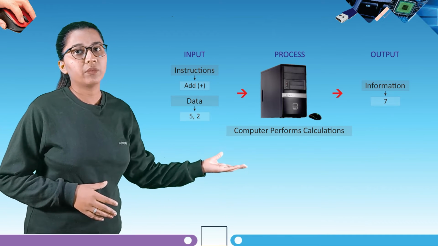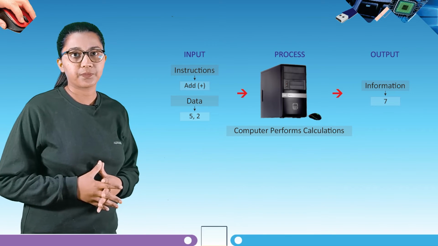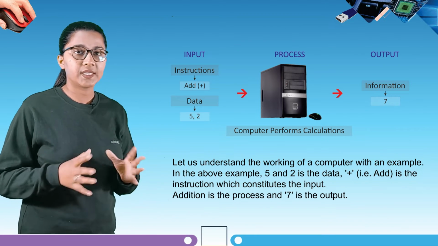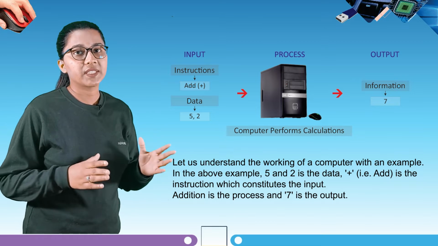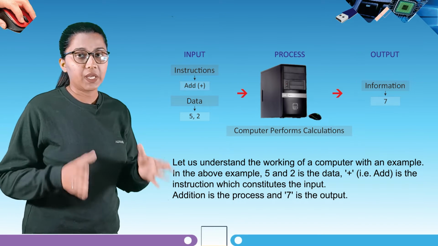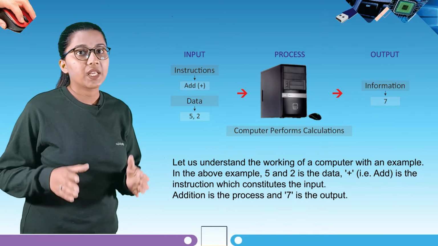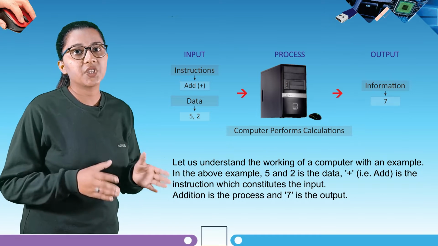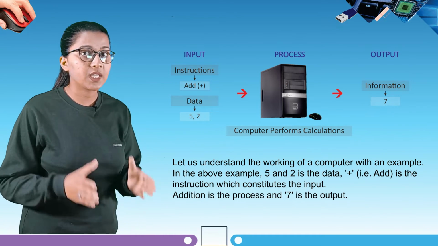This is how a computer performs calculation. Let us understand the working of a computer with an example. In the above example, 5 and 2 is the data, plus that is add is the instruction which constitutes the input, addition is the process, and 7 is the output.